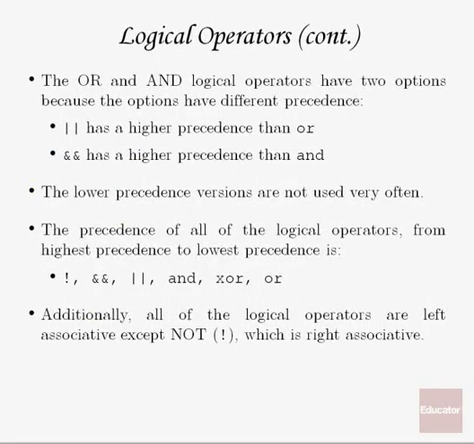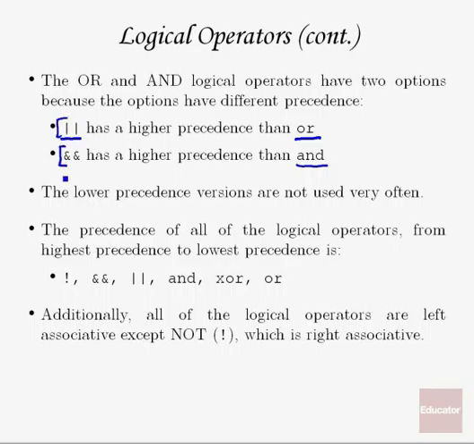The OR and AND logical operators, as mentioned, have two different options. The reason they have different options, for example, the OR operator has the vertical bar option and the OR keyword option, is because they have different operator precedences. The vertical bars have a higher precedence than the OR keyword, and the double ampersands have a higher precedence than the AND keyword. The lower precedence versions are not used very often, and we're not going to really be talking about them much in this course. The ones you'll mainly see are the double vertical bars and the double ampersand.